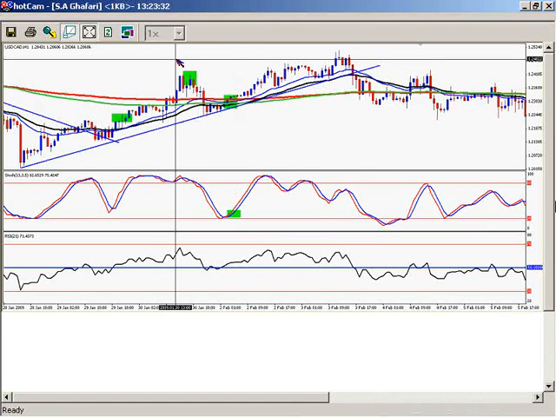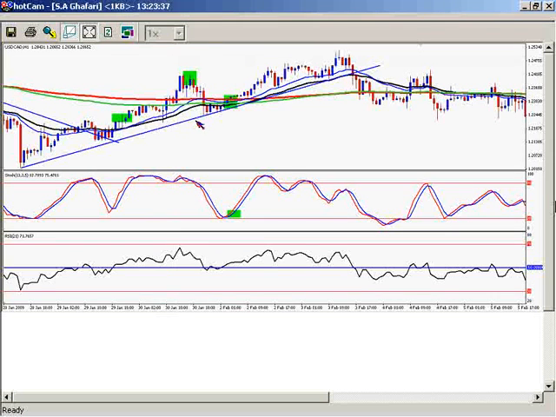The other sign here in the trend lines is that when we see the price just touches the trend line, as you can see just here.